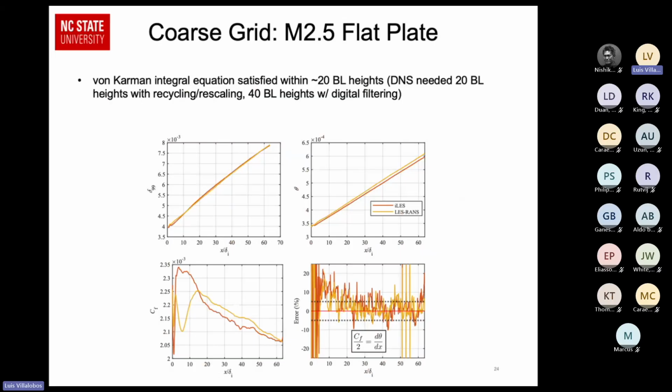The data is pretty noisy, but you can still see that. And for reference, Zhang's DNS at these conditions took 20 boundary layer heights with recycling and scaling and 40 boundary layer heights with digital filtering. So I think we're doing a much better job than some other synthetic turbulence forcings.